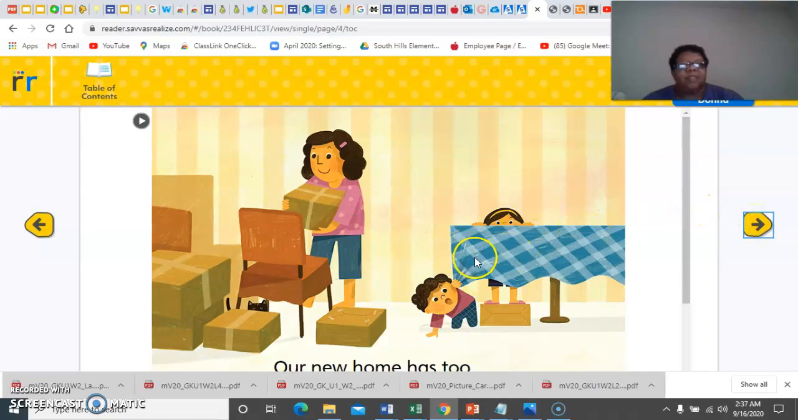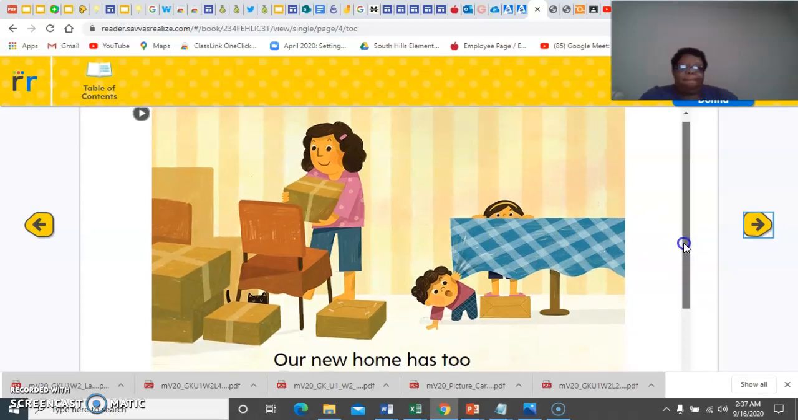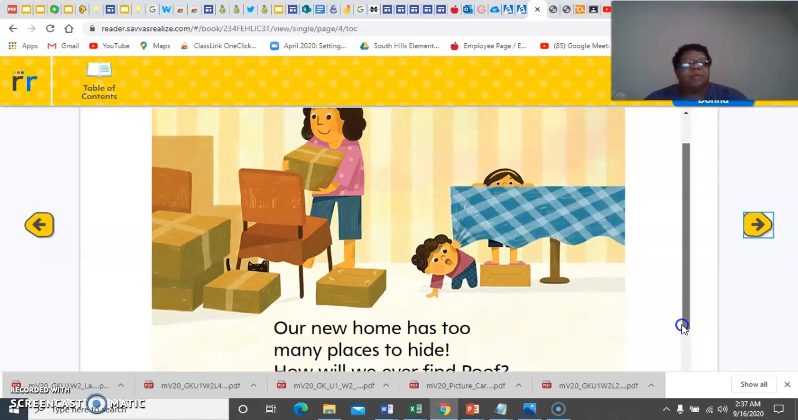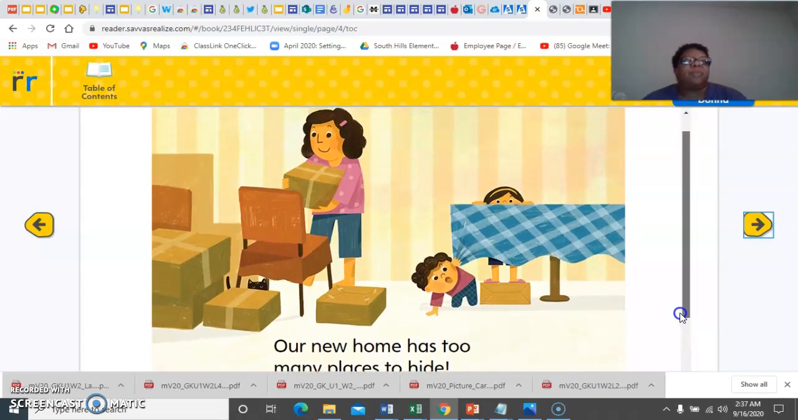So what are they doing? Where is Poof? It's asking the question, how will we ever find Poof? And if you notice, the P is capital because that's a name. So anytime you're writing someone's name, the first letter is a capital letter. And so the cat has the name Poof.